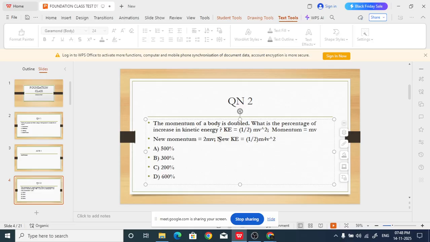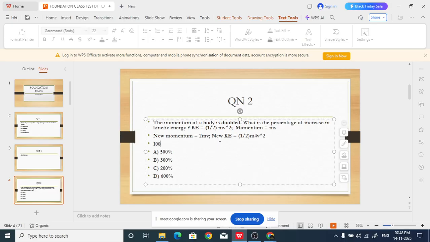Earlier it was half m v square. Now it is 4 into half m v square. It becomes 4 times. But what is asked? 4 times means what? 400%. What is the percentage increase? Suppose from 100% it increases to 400%. How much is increased? 300%. Yes, 300%. This is how we have to calculate.